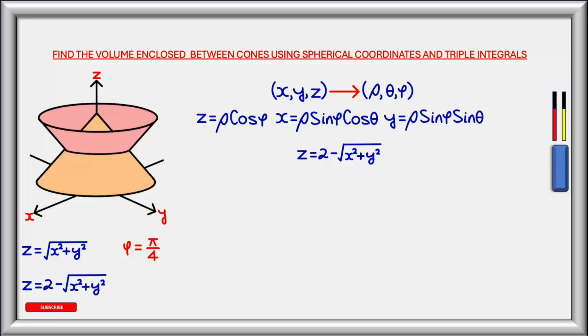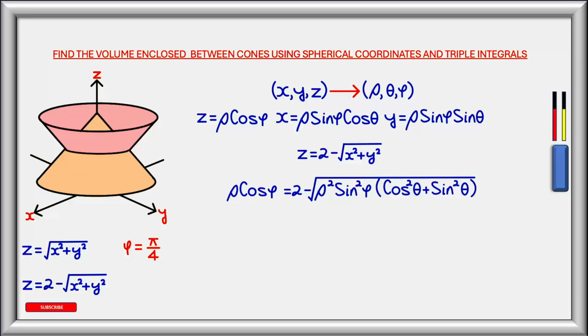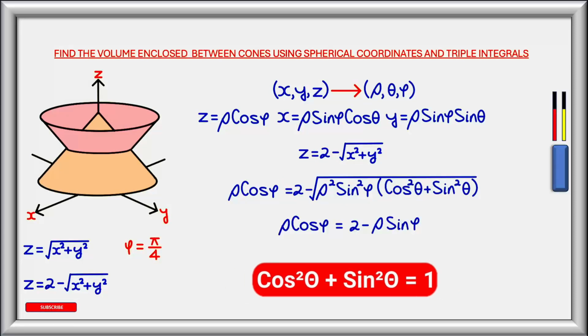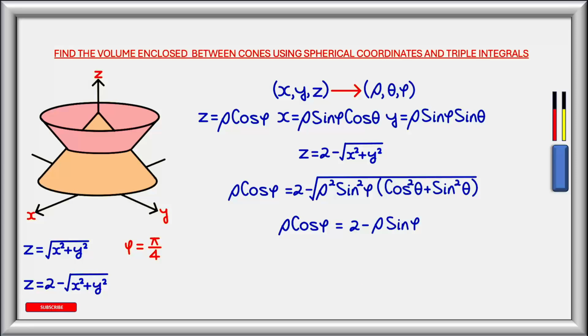If we repeat this process for the orange cone, whose Cartesian equation is z equals 2 minus the square root of x squared plus y squared, after making the substitution, we have rho cos phi is equal to 2 minus the square root of rho squared sin squared phi into the bracket of cos squared theta plus sin squared theta. And using the trig identity where cos squared theta plus sin squared theta is equal to 1, and taking the square root, we're left with rho cos phi is equal to 2 minus rho sin phi.